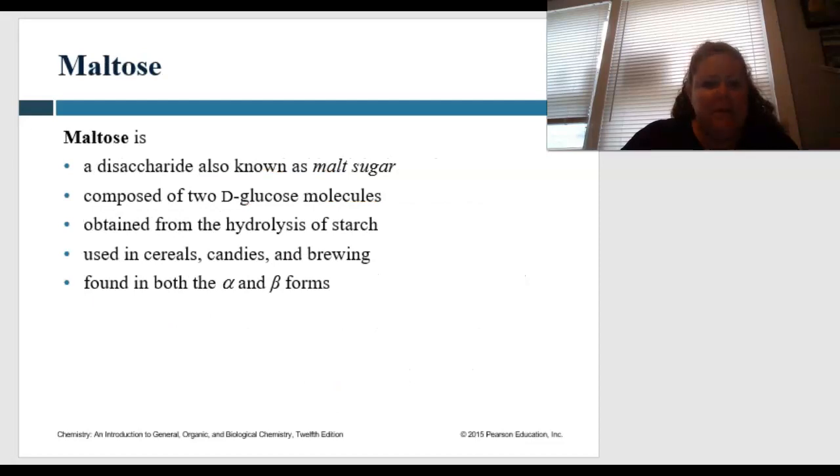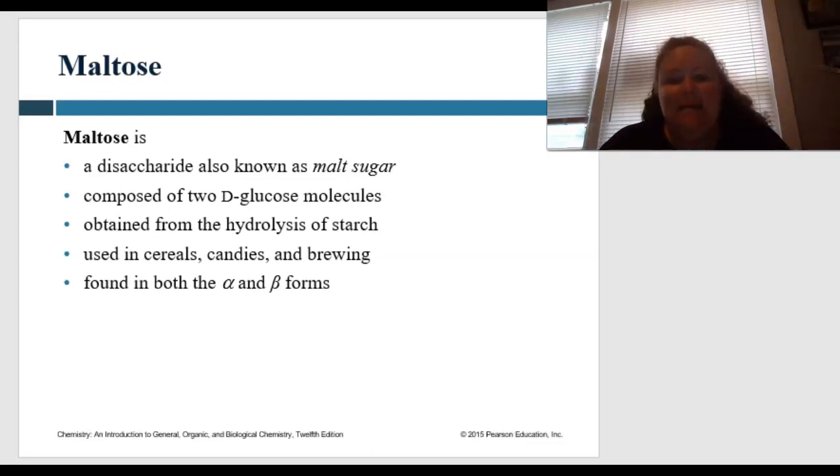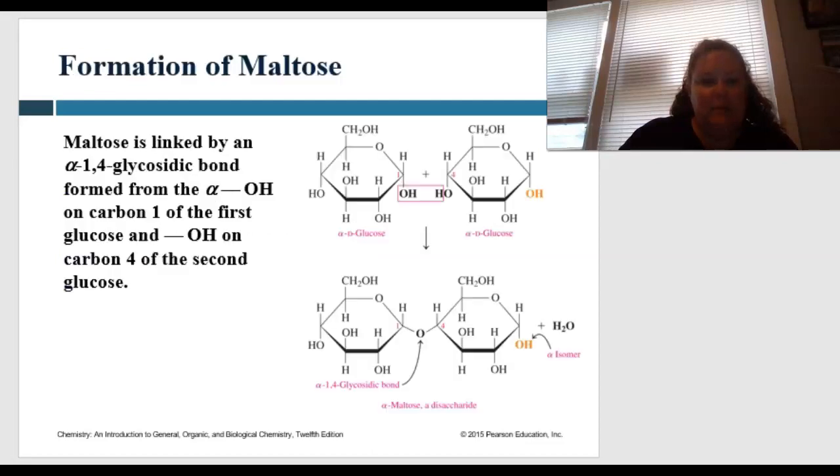So what is maltose? Well, this is a disaccharide that is also known as malt sugar. It's composed of two D-glucose molecules, and it's obtained from the hydrolysis, or breaking apart, of starch. This is used in cereals, candies, and brewing, and it's found in both the alpha and the beta forms.